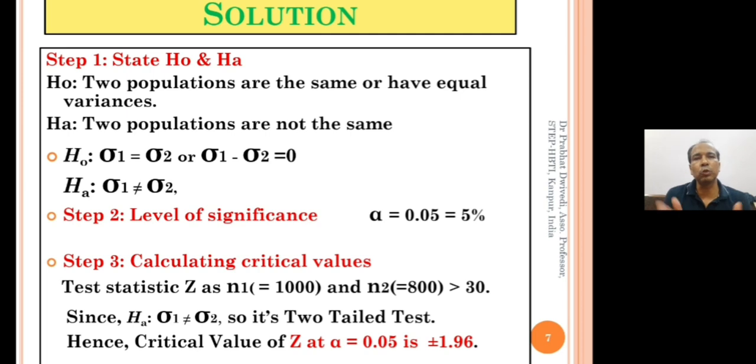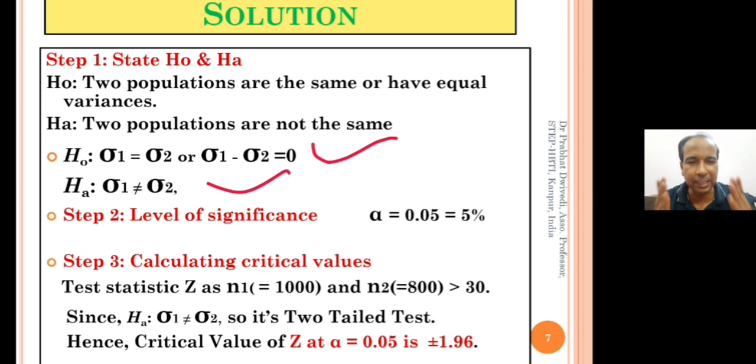So null hypothesis is two populations are the same or have equal variances, whereas the alternative hypothesis in the light of the problem goes as two populations are not the same. That is the alternative hypothesis. Mathematical expression of null and alternative hypothesis goes like null hypothesis is sigma 1 equal to sigma 2 or sigma 1 minus sigma 2 equal to 0, whereas the alternative hypothesis is like sigma 1 is not equal to sigma 2.